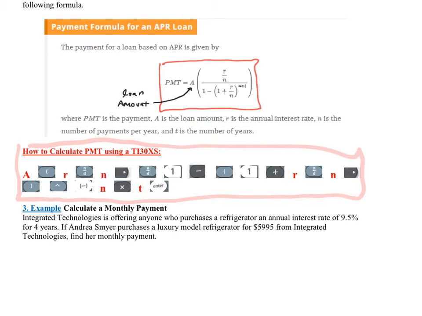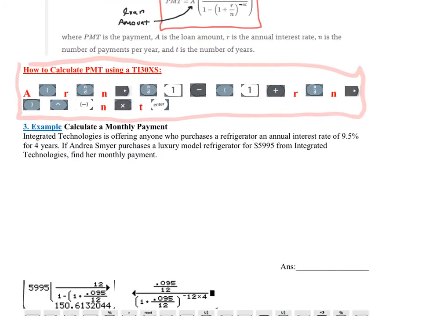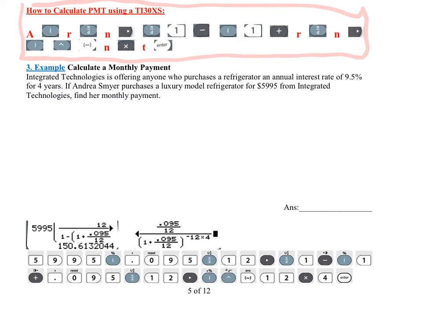So let's do the first example, example 3, together. It says, Integrated Technologies is offering anyone who purchases a refrigerator an annual interest rate of 9.5% for 4 years. If Andrea Smyer purchases a luxury model refrigerator for $5,995 from Integrated Technology, find her monthly payments.